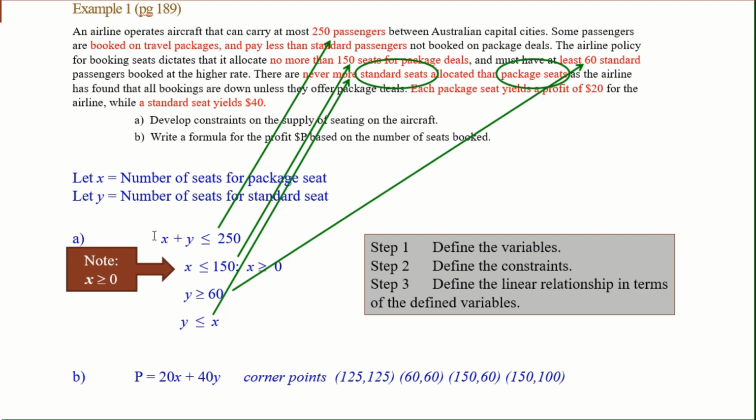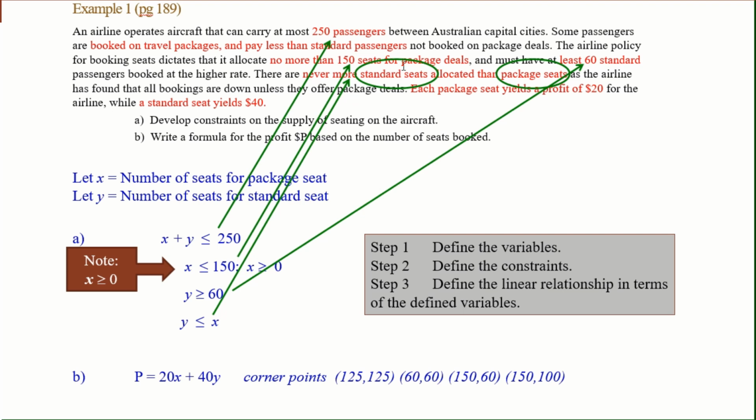An airline operates an aircraft that can carry at most 250 passengers. So what does that tell you? How many of x plus how many of y should be lesser or equal to 250? Some passengers are booked on travel and pay less than standard. The airline policy dictates that you allocate no more than 150 package. So x should be lesser or equal to 150 because package seat is 150. And must have at least 60. At least 60 means y should be more or equal to 60.